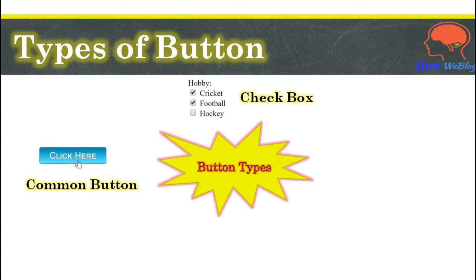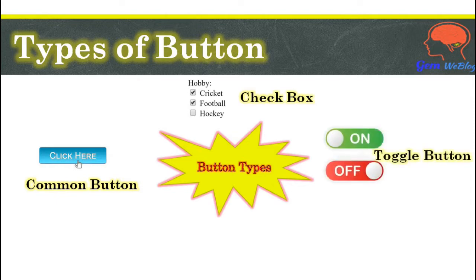Next comes the checkbox. The feature of a checkbox is that you can select more than one item. Next button is the toggle button, which contains two states, on and off. Next comes the radio button. The feature of a radio button is that you can select only one option from the given options. So these are the types of buttons available in Java Swing.